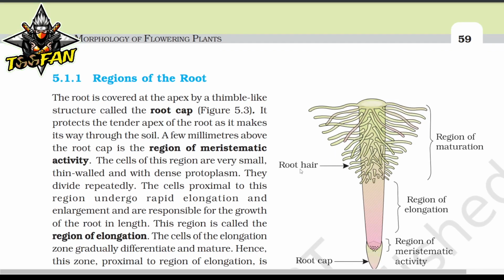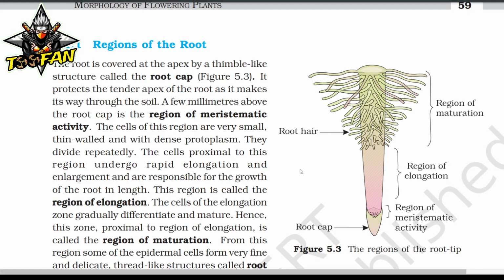The regions of the root. The root is covered at the apex by a thimble-like structure called the root cap. It protects the tender apex of the root as it makes its way through the soil. A few millimeters above the root cap is the region of meristematic activity. The cells of this region are very small, thin-walled, and with dense protoplasm. They divide repeatedly. The cells proximal to this region undergo rapid elongation and enlargement and are responsible for the growth of the root in length.